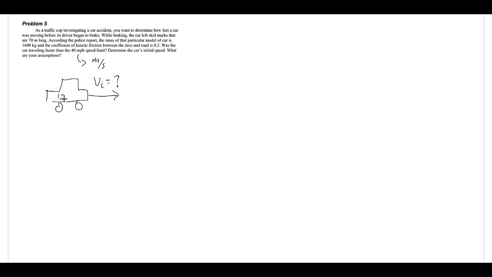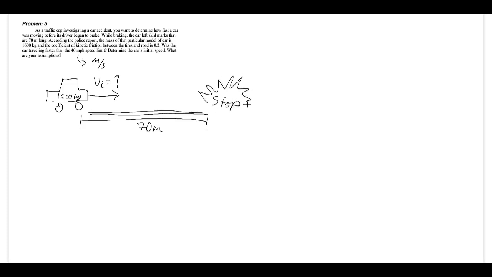We know it has a mass of 1,600 kilograms, and we know that when it slammed on the brakes, it skidded for 70 meters. So these are the skid marks here before it stopped. Over here, stop. Probably in some sort of fiery mess. All right. So the big question is, was it traveling this fast when it hit the brakes?